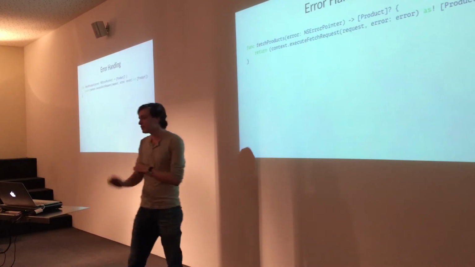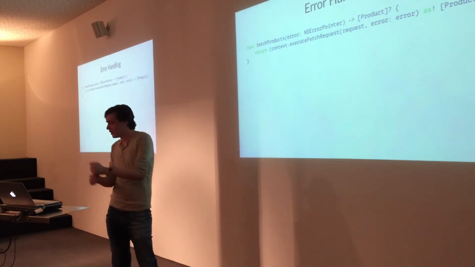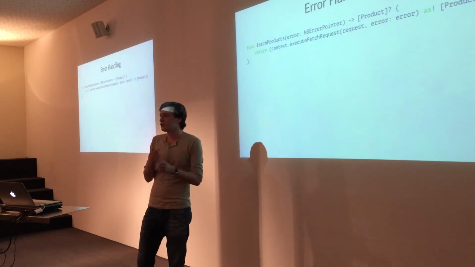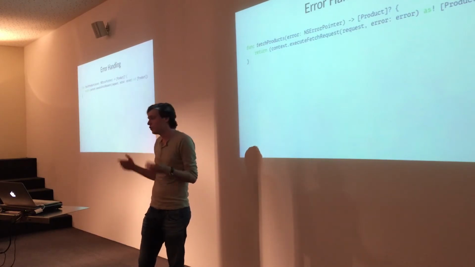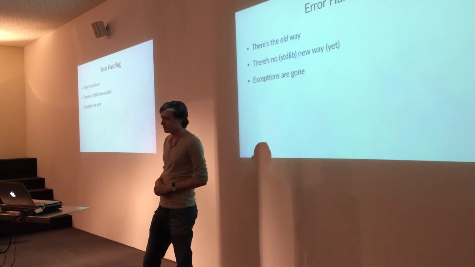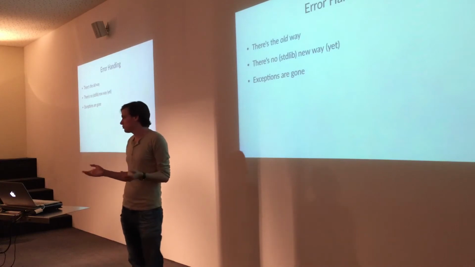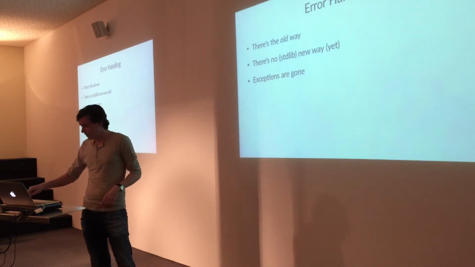And there's also, like in Swift particularly, this strong type system that we're not using here, because we have this error and the result. Nothing guarantees us that both will be nil or both will be non-nil. What should we do then, right? So we have this old way of error handling. There's no new way yet in the standard library. Oh, and exceptions are gone, but who is using them anyway?